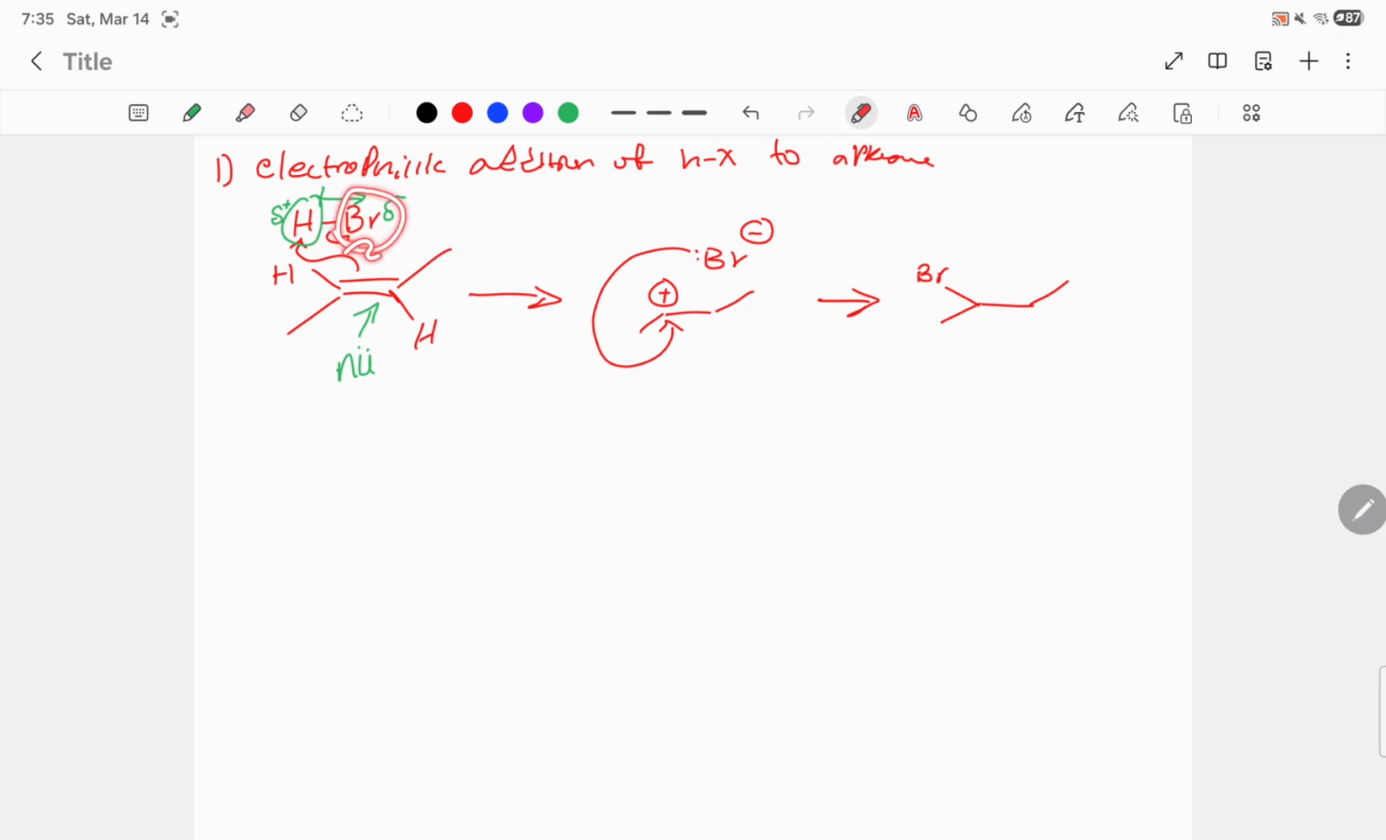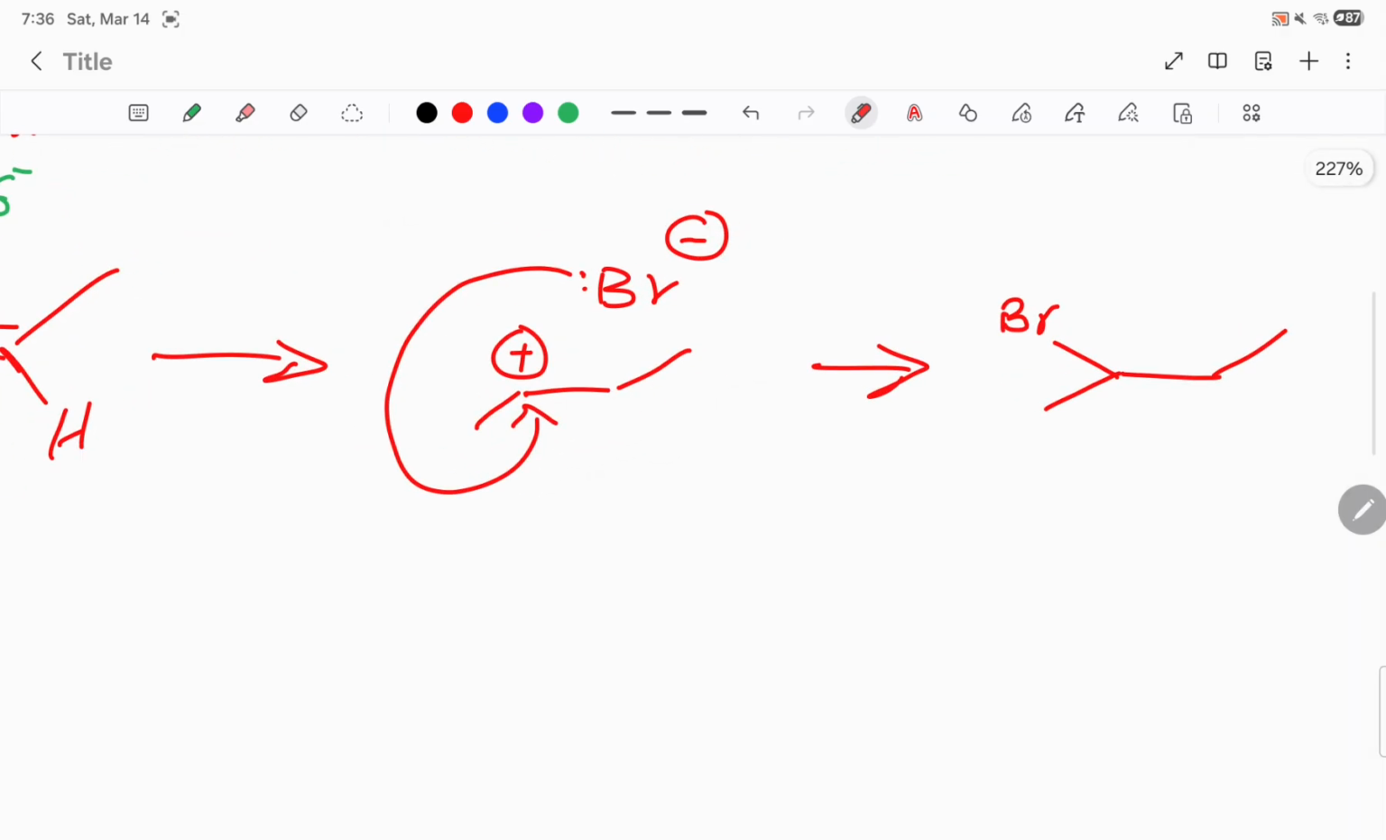Now, why does the bromine take the electrons? Because bromine is the more electronegative atom between these two. And so, of course, it will hog the electrons with itself. And that produces this intermediate structure. We usually depict that by brackets.